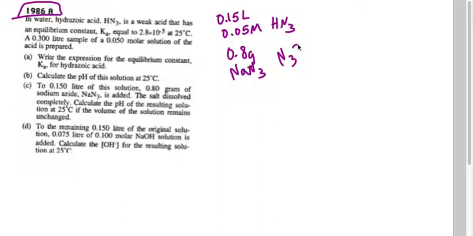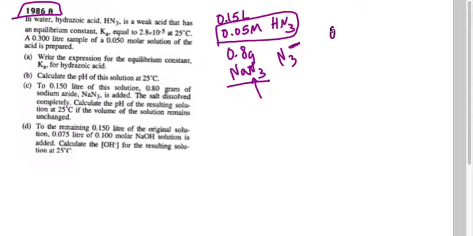Henderson-Hasselbalch. To use Henderson-Hasselbalch, what do we need about the acid and its conjugate? What do we need of both of those things? Not moles. Concentration. We have concentration of this. We need concentration of this. For every 1 mole of this, there's 1 mole of that. So I need to find moles of sodium azide.